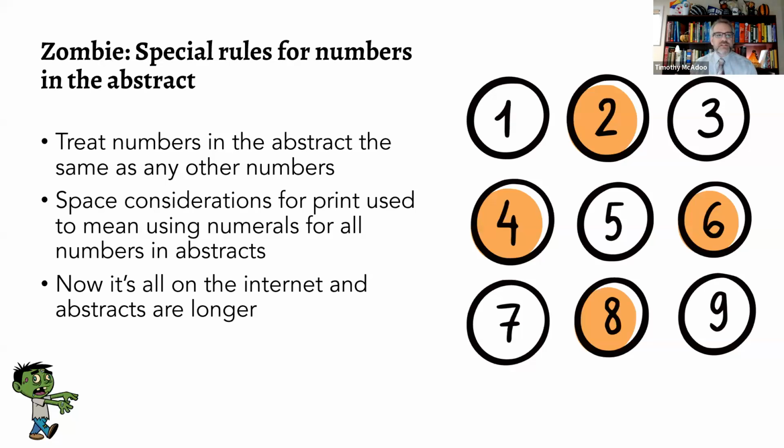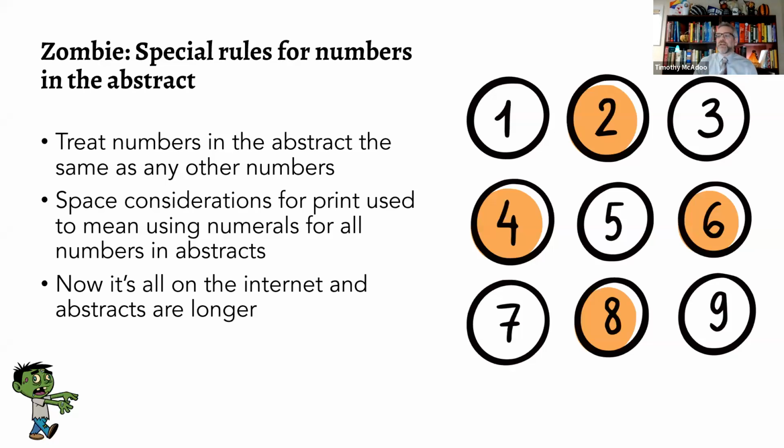But now abstracts can be longer in some cases. They're more easily found online in a variety of places. Because that space limitation isn't what it once was, and to make the guidelines easier to follow, in 7th edition APA style, if you see a number in the abstract, deciding whether to spell it out or to use the numeral follows the same guidelines as it would if you saw that same number in the text of the paper.